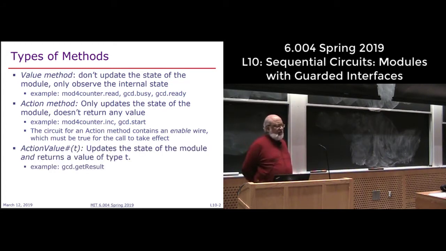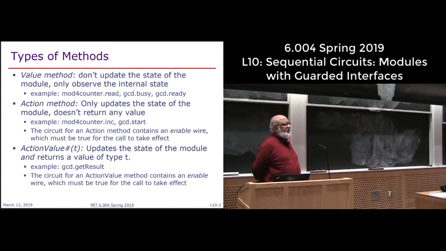Okay. And the last kind is a combination of the two. It's called an action value method. So it affects the state of the module as well as returns a value from the module. So you're doing both. You're affecting the state as well as seeing something coming out of the module, and it's returning a value of type T here. That's why it's written action value of type T. An example of this was GCD get result. You're going to get some result from the GCD, but at the same time you're affecting the state of GCD in the following sense: this result has been consumed now, and you can go and do the next thing. Because if you don't have this, then you may overwrite whatever was inside GCD.